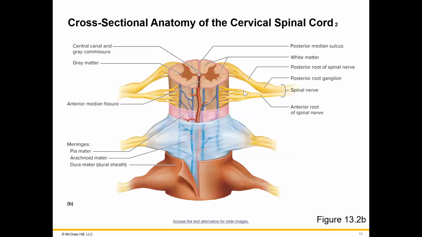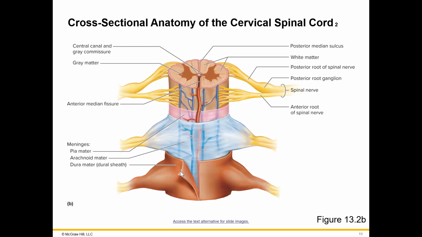So you see these nerve roots. Some of them are taking out a motor output, and others are bringing in a form of sensory input. So that's a cross section. This is a cross-sectional anatomy of the cervical spinal cord and the central canal and the gray matter. This is the central canal and the gray matter commissure, and these are your meninges.